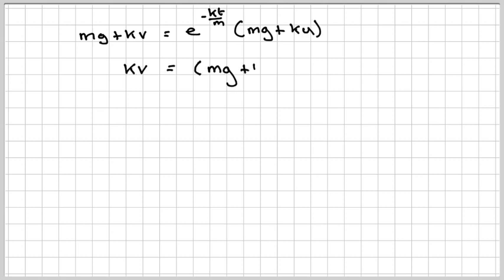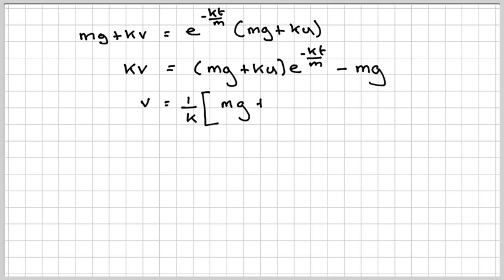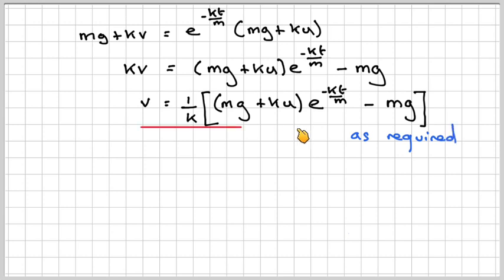We're going to have that v is going to be (mg + ku)e^(-kt/m) minus mg, and then dividing by k, so just putting 1 over k and putting square brackets in of (mg + ku)e^(-kt/m) minus mg, as required, as given in the question.